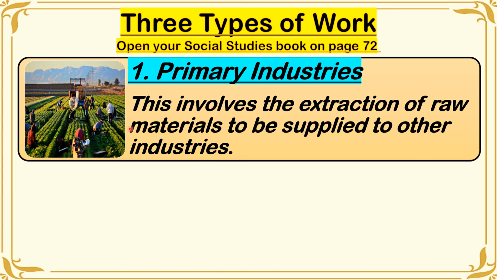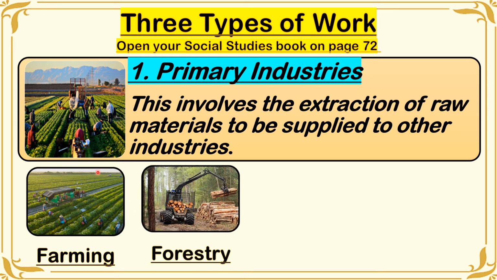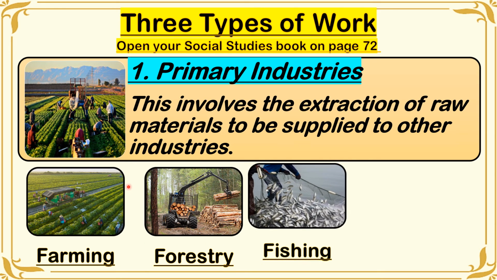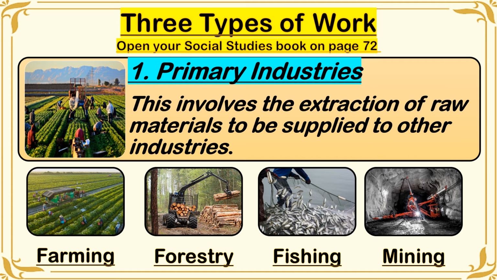These natural resources, which raw materials are coming from, are the following. Number 1, farming. Number 2, forestry. Number 3, fishing. And the last one, mining. These primary industries are very important because they are needed to produce a product.